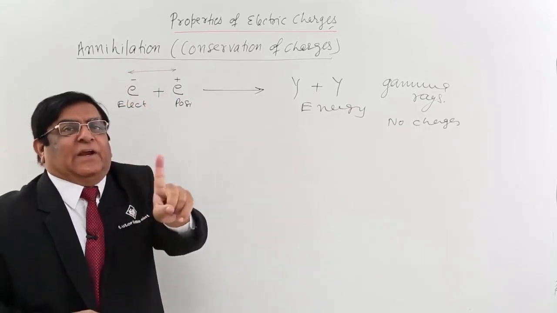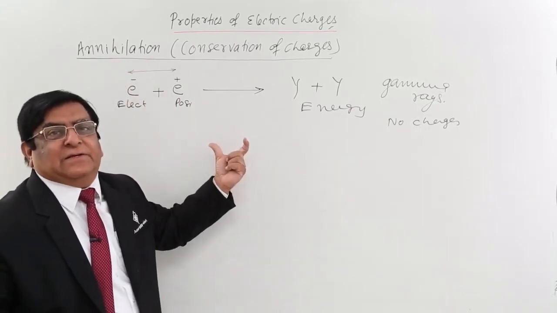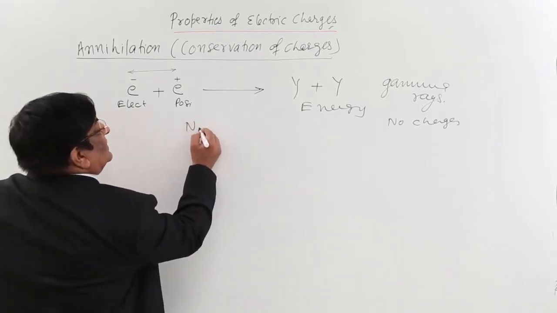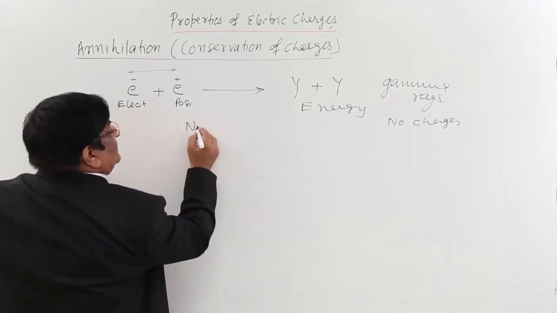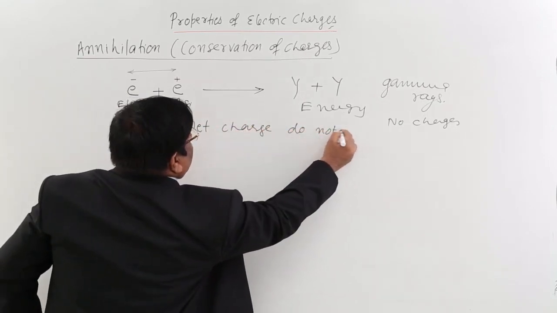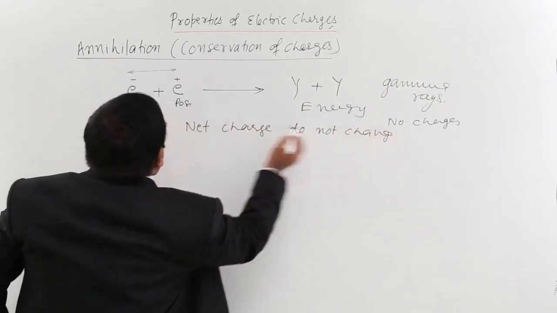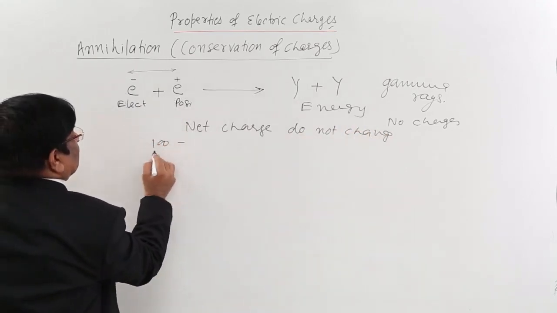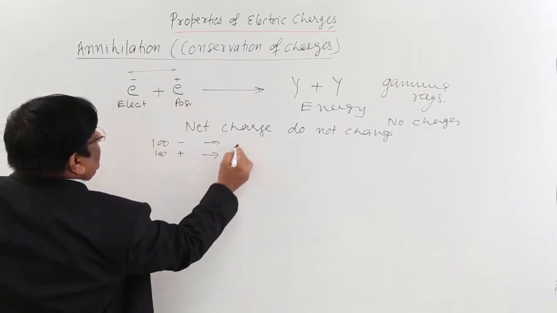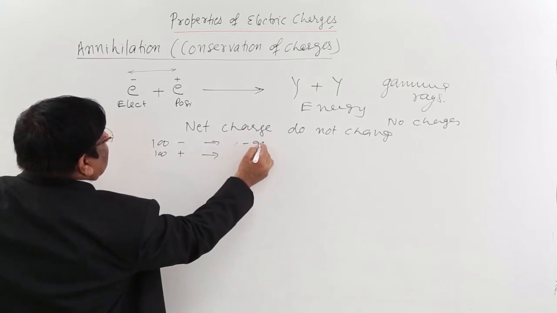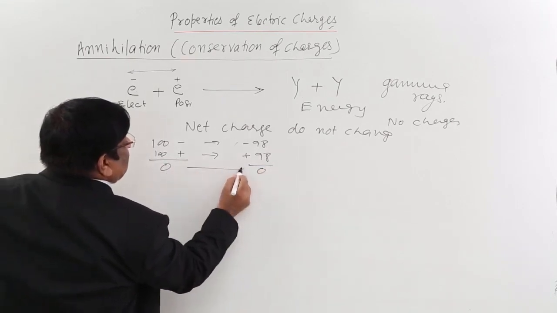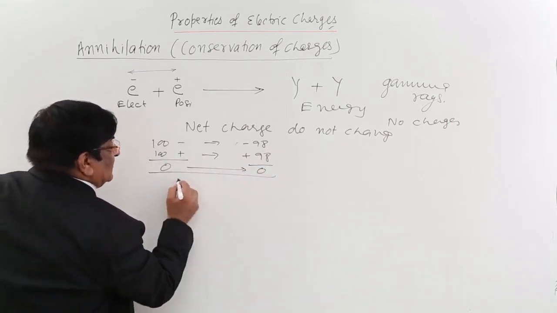Otherwise, one charge we cannot destroy. And with this, what have we saved? We have saved the principle that the net charge on the universe, or the net charge of nature, does not change. If there were 100 plus and 100 minus charges earlier, out of this two annihilate each other. So what do we get now? 98 plus and 98 minus, and again this total is 0. This was 0 earlier, this is 0 now.